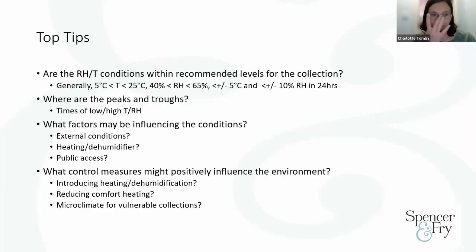So my top tips for reading RHT graphs for your own museum are, first of all, have a look: are they within the recommended levels that you're trying to control within your museum? I've just summarized them there again for a general collection. Where are the peaks and troughs, times of low and high RH and temperature? What factors may be causing this?